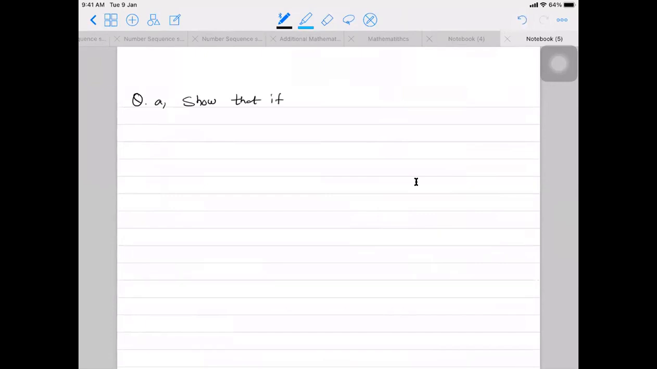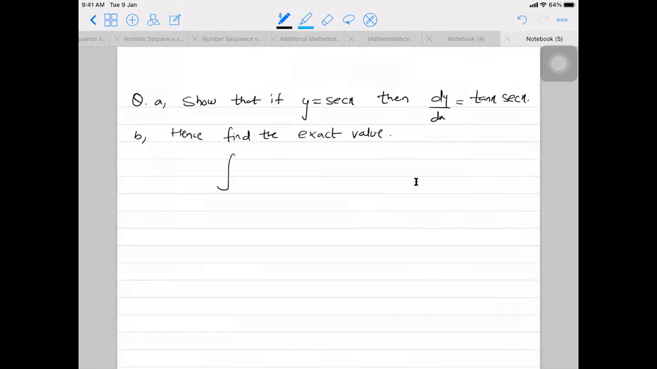Show that if y is equal to secant x, then dy by dx is going to be equal to tan x secant x. This is part A. Part B says, hence, find the exact value of the integration of cos 2x plus 5 tan x secant x dx from the limits 0 to pi by 4. So first things first, we need to show that if y is equal to secant x, then dy by dx comes out to be tan x secant x.